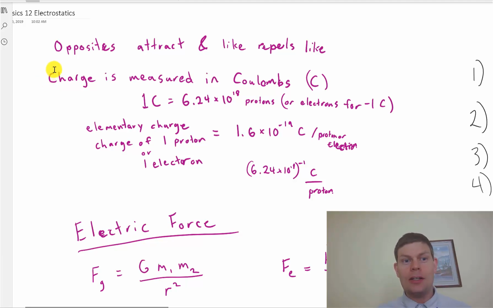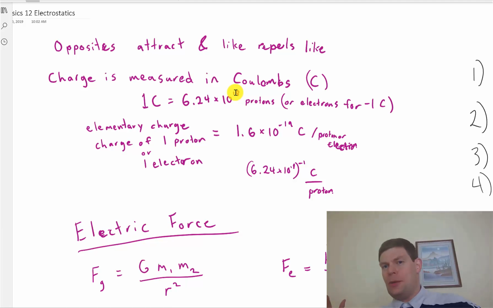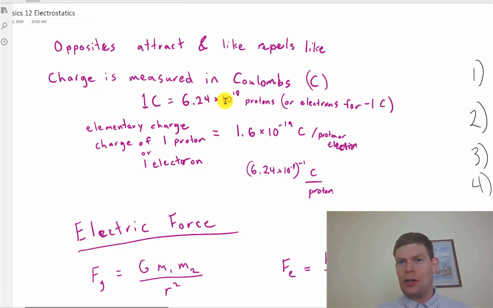So, charge is measured in coulombs. And 1 coulomb of charge is equal to 6.24 times 10 to the 18 protons if you're talking a positive coulomb, or if we're talking a negative coulomb of charge, it's this many extra electrons. It's a stupidly huge number, but one that works on the macroscopic scale for big things like us. Though it's still actually a lot of charge even from our perspective.